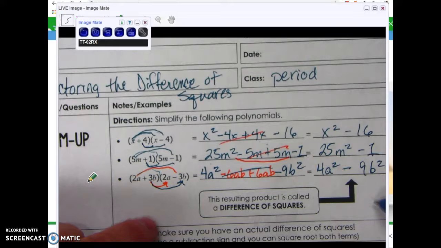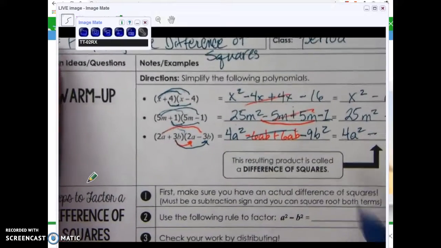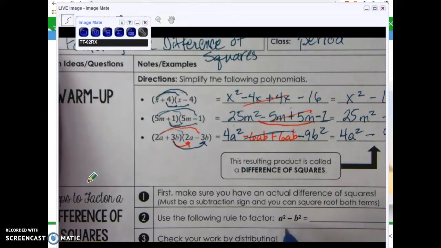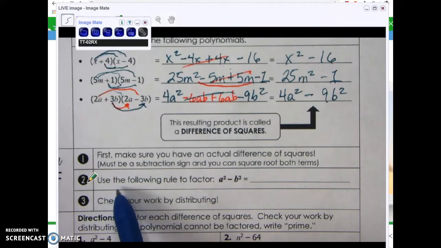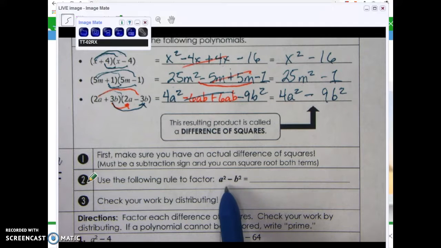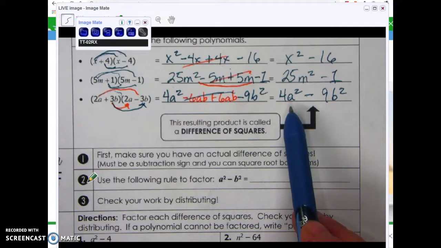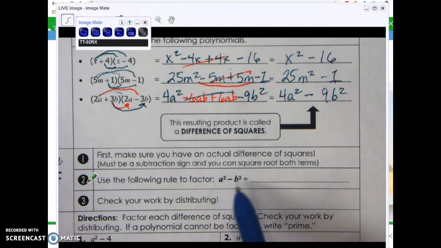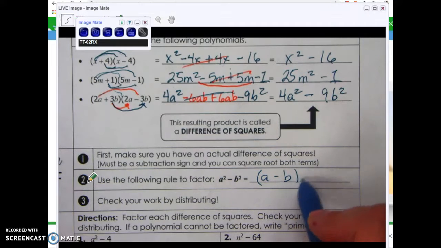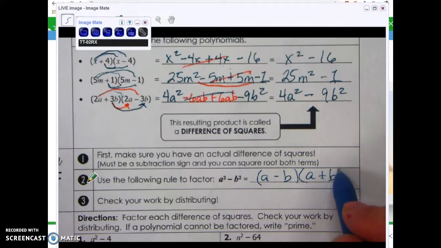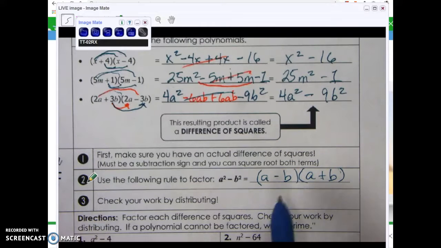Now what we're going to do is factor these difference of squares polynomials. What are we noticing? If I have a squared minus b squared, factoring it means I would just put a minus b, a plus b. Difference of squares: one's positive, one's negative. And then again, I would check it by distributing.